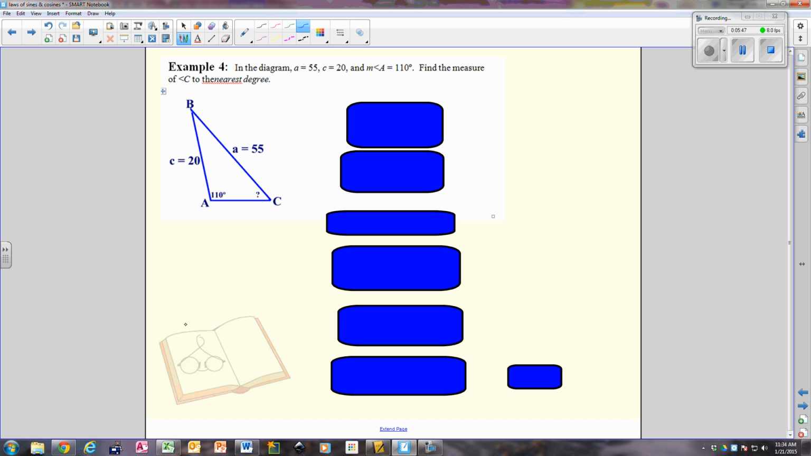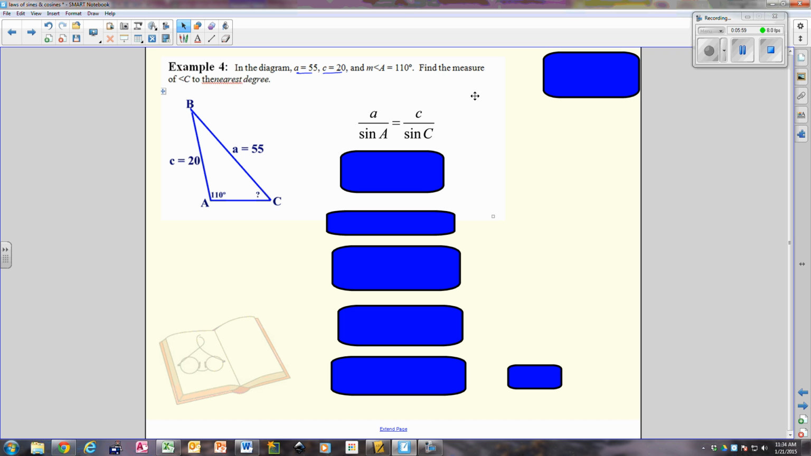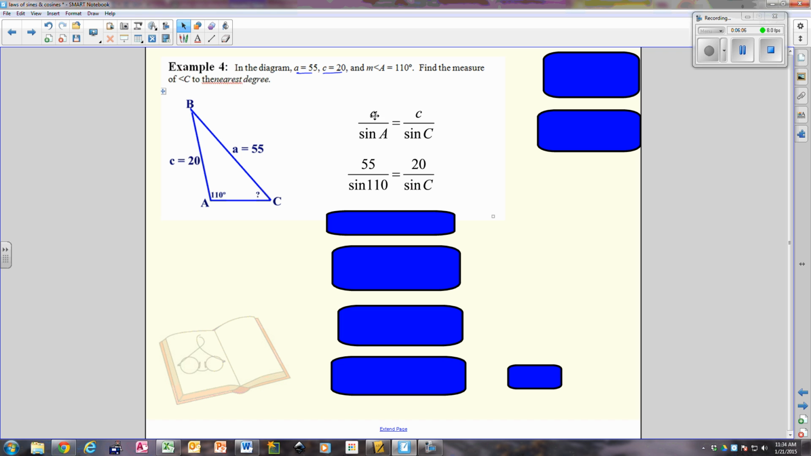All right. Then the last one. What happens when they want us to find an angle? You actually have to take one extra step. Since we're dealing with sides A and C, we're going to use the proportion or the ratio that deals with sides A and C. So now I'm going to plug in the numbers where they're called for. A is 55, angle A is 110, side C is 20, and we're going to look for angle C.